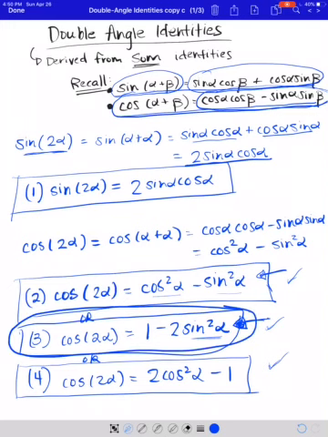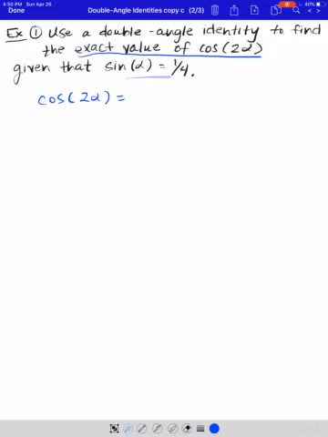All right, so cosine of 2 alpha is equal to 1 minus 2 sine squared alpha. That's the identity that we'll use. And now let's plug in what we're given.